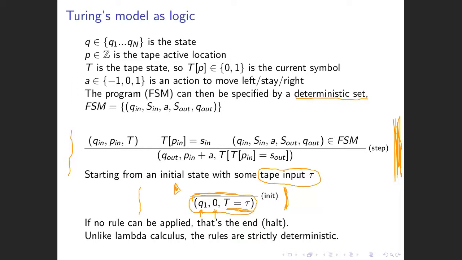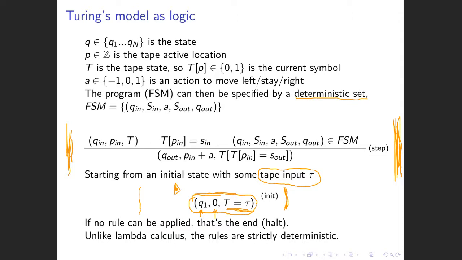I just put it in the definition. There's only one rule you can ever apply. So the Turing machine is completely deterministic. It goes from one state to the next. And you don't have to choose what rule to apply, because there's only ever one.